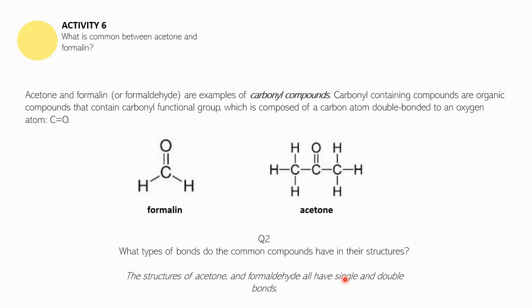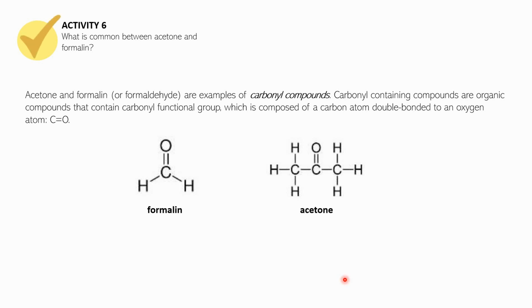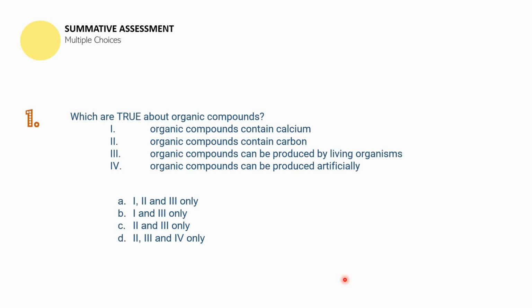So for the answer to question number 2, the structures of acetone and formaldehyde all have single and double bonds. Wala silang triple bonds. Okay, so we're done with the first part of the session, activity 6, what is common between acetone and formalin. Let's have a summative assessment for the first item.